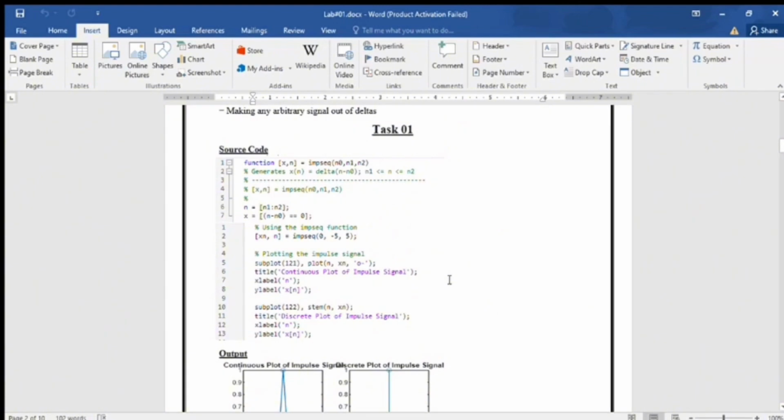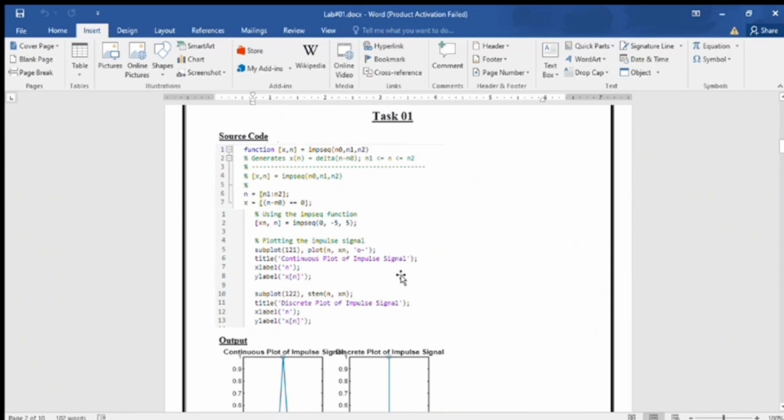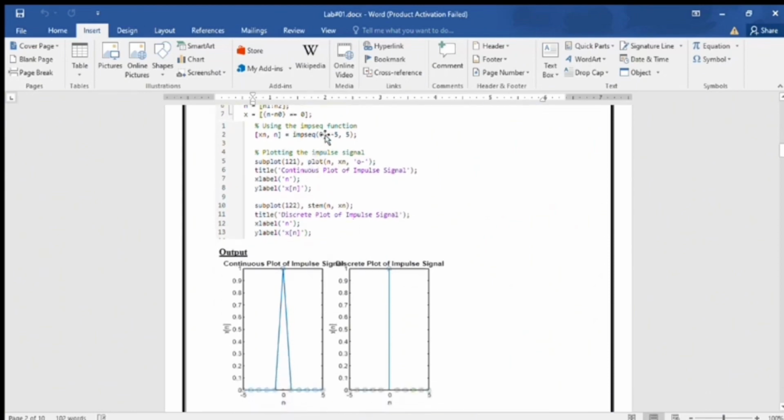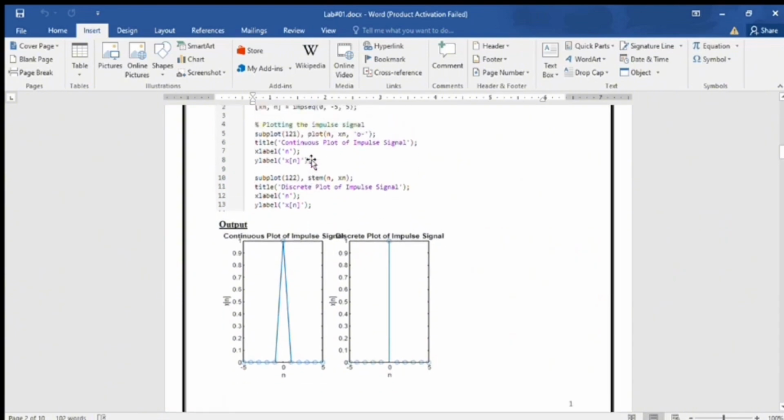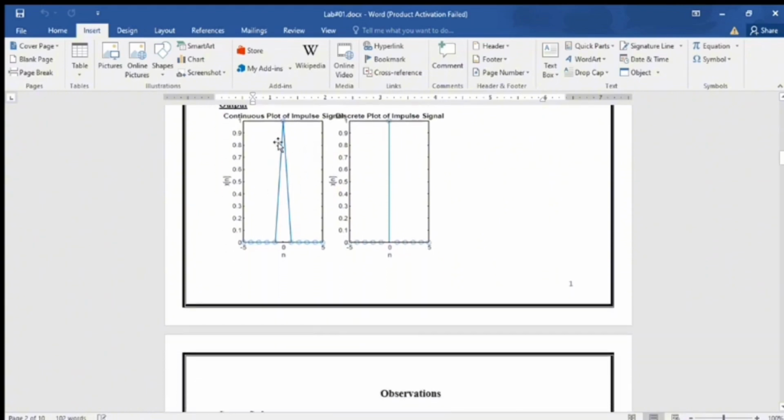Now moving to task 1. In this we have a function impulse sequence which takes the three inputs n0, n1 and n2. n0 is the center point, n1 and n2 are the starting and ending points. We are taking the example here which has a midpoint of 0, starting from -5 to 5. We are calling the function impulse sequence and plotting the results. After plotting the results we have this output. One is the continuous plot and the other is the discrete plot.